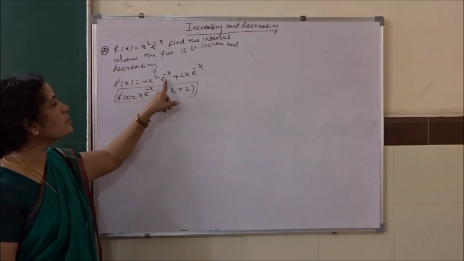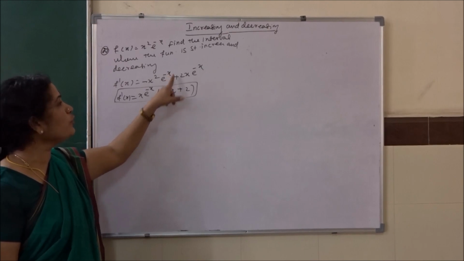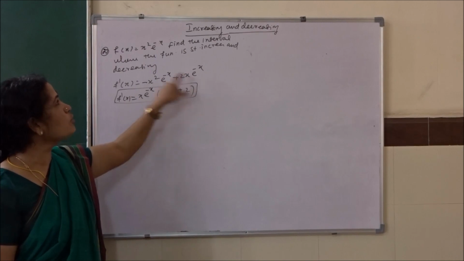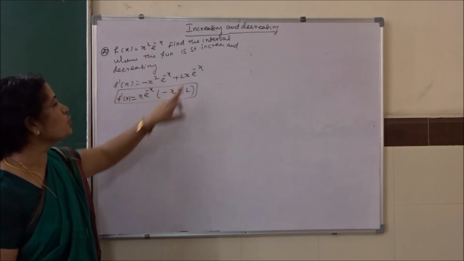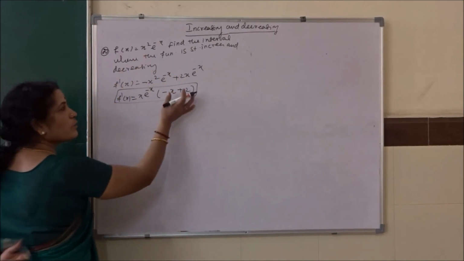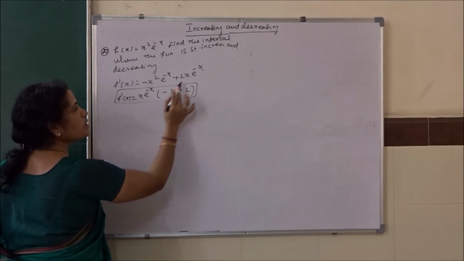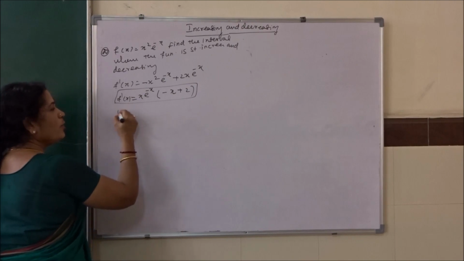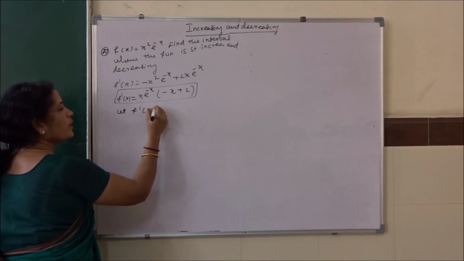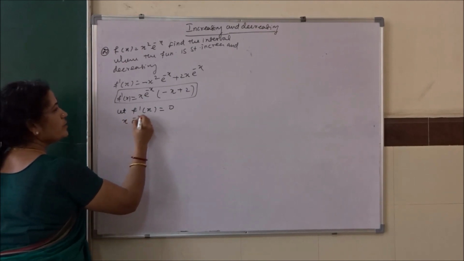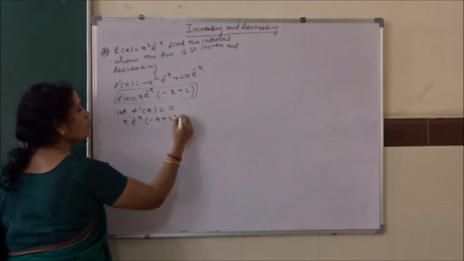e power minus x differentiation is e power minus x into differentiation of minus x, which becomes minus 1, plus e power minus x is constant, x square differentiation is 2x. Now f dash of x equal to, I am taking common element x into e power minus x, here we have minus x, here we have 2. Let f dash of x equal to 0, am I correct? f dash of x equal to 0. Now that is x into e power minus x into minus x plus 2 equal to 0.